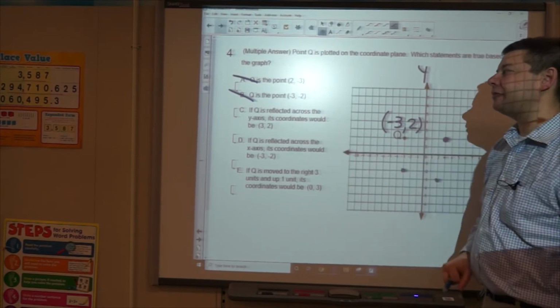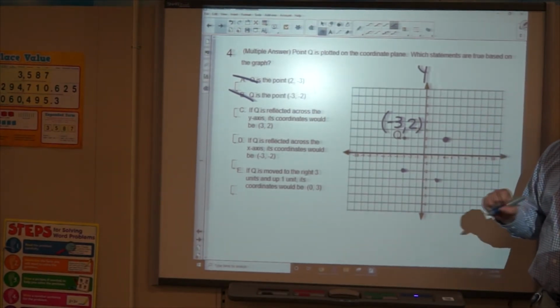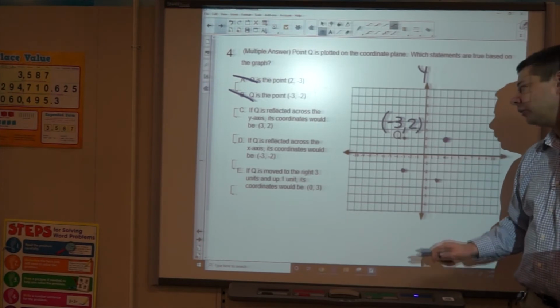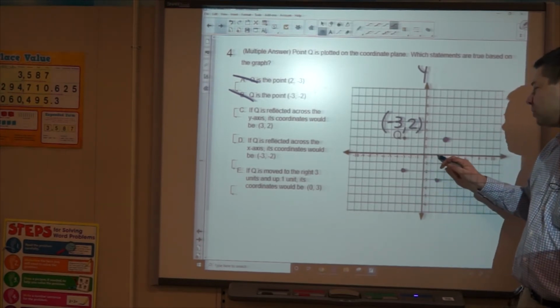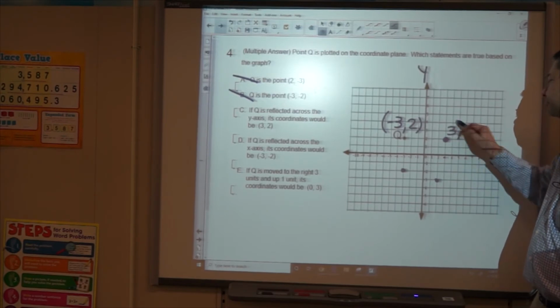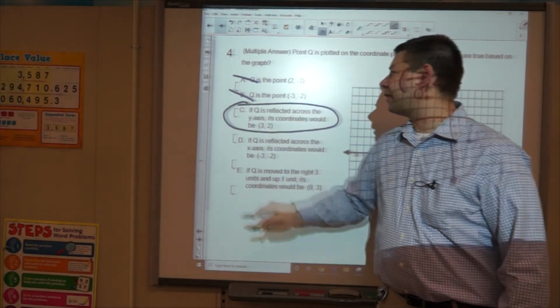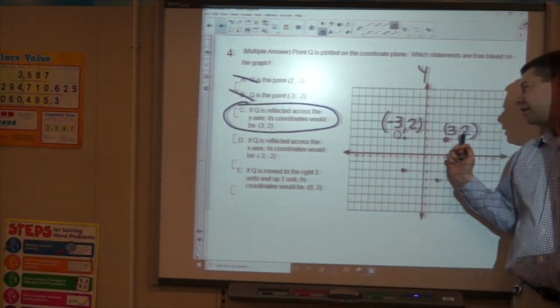Letter C is asking me if Q is reflected across the y-axis, its coordinates would be 3, 2. That's +3, +2. Let's take a look. So I go 1, 2, 3, 1, 2. This would be 3, 2. So letter C is correct, because if I reflect Q over the y-axis, it would be 3, 2.